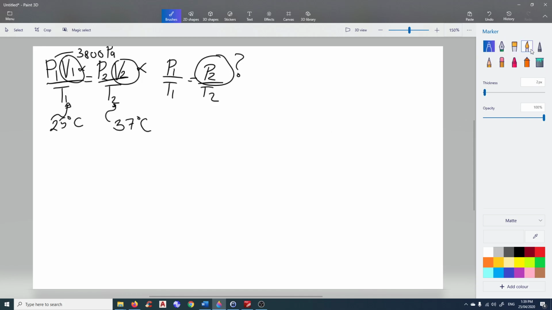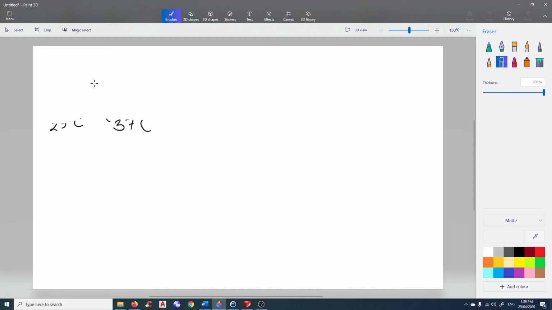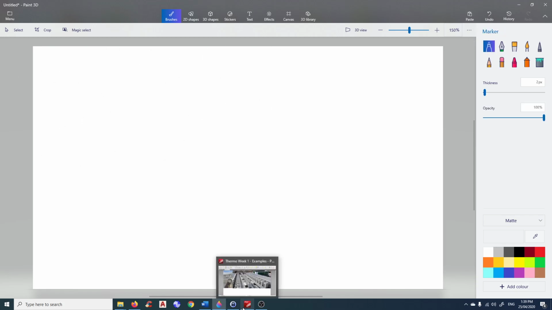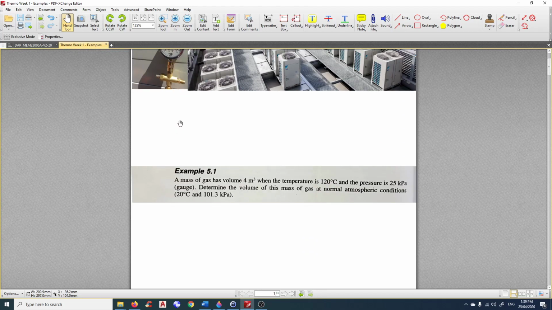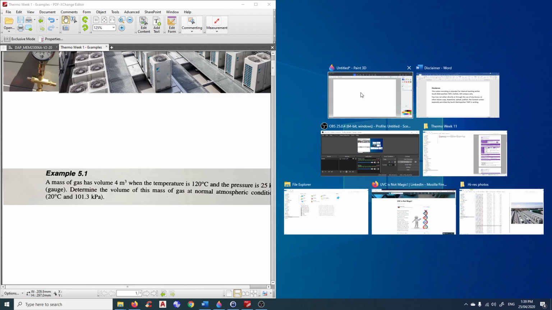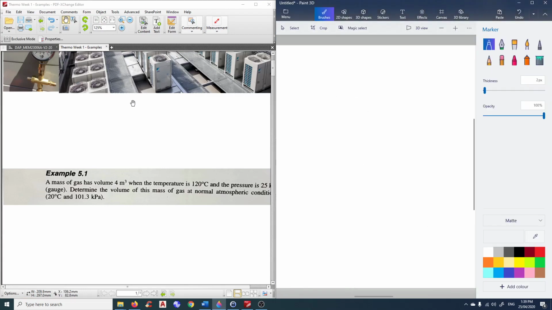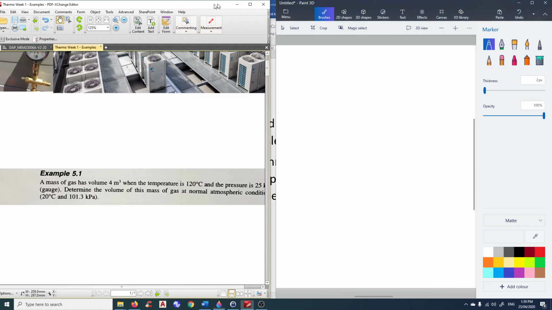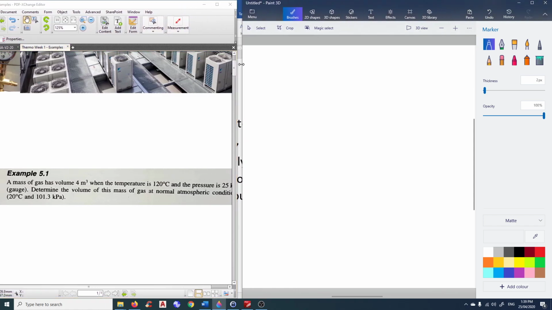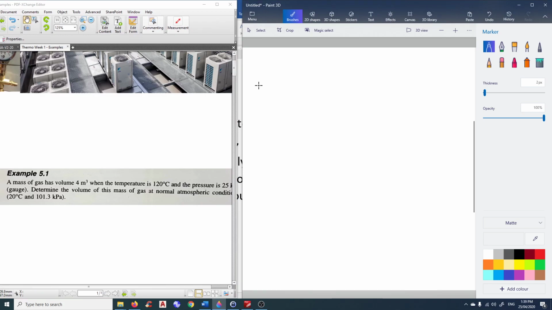Let's have a look at a different application of this formula. Back to this. Let's have a look at an example, 5.1. So we have a gas volume of 4 cubic meter. I'm just going to draw it like that. It's a gas, it's unknown. We assume it's perfect gas.